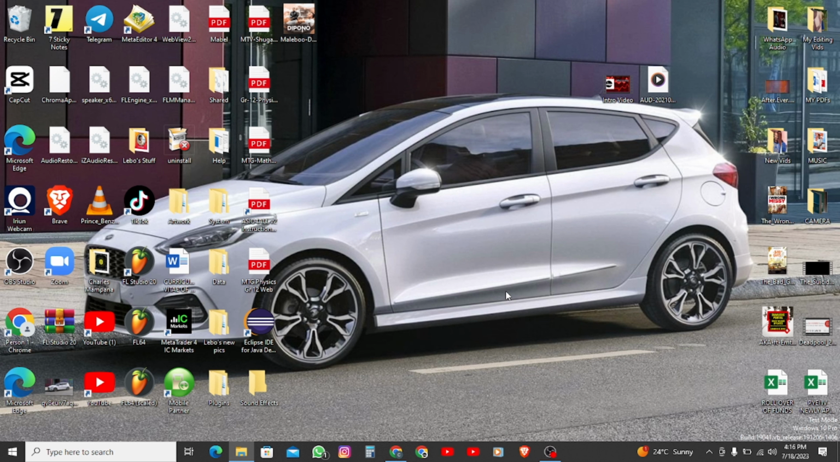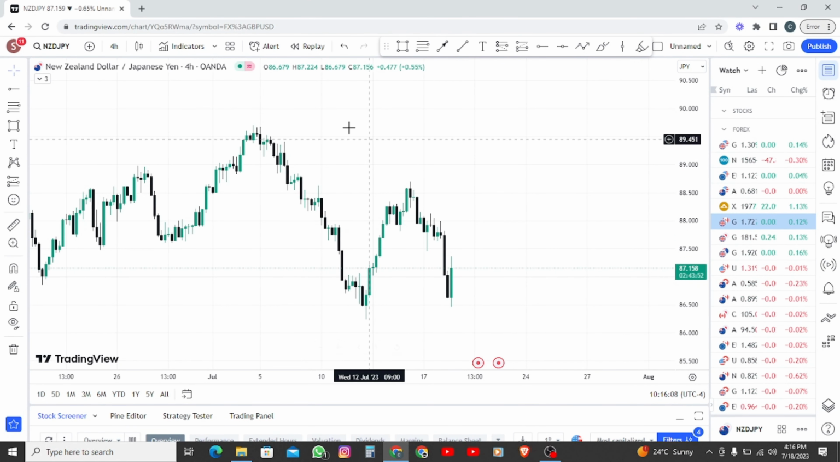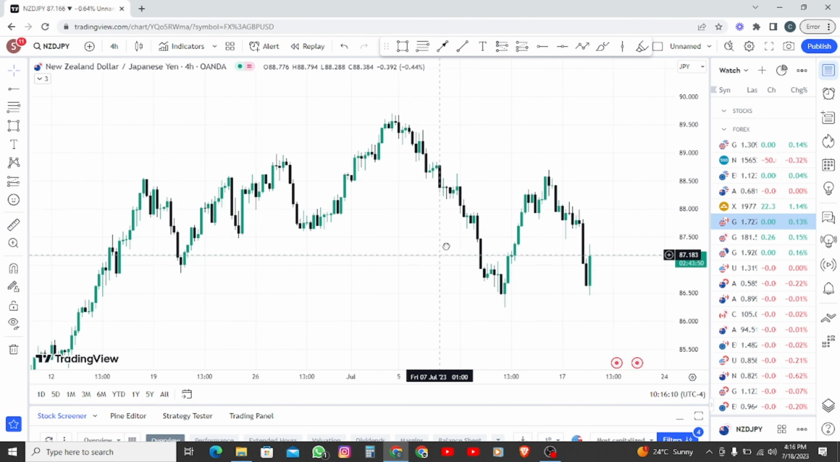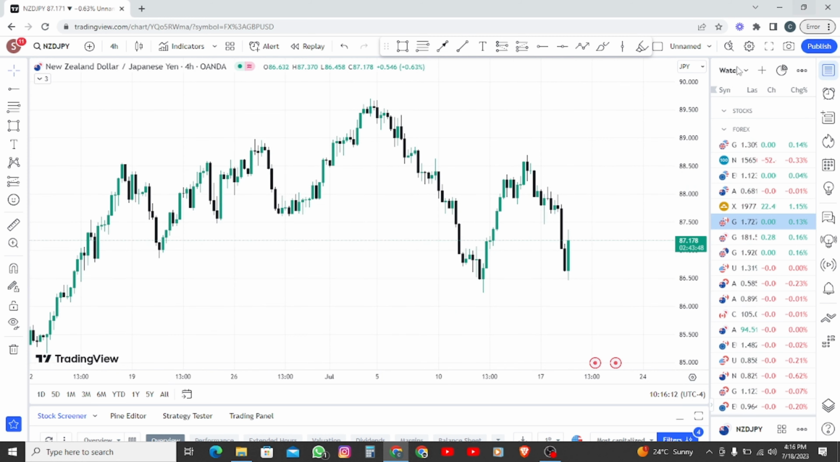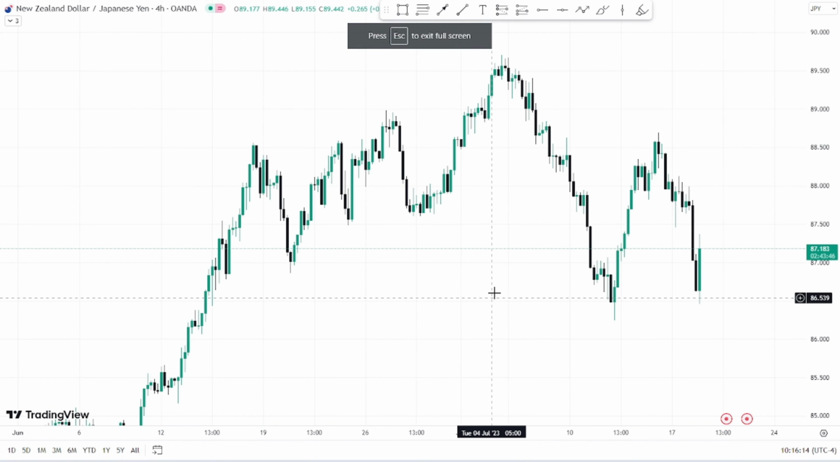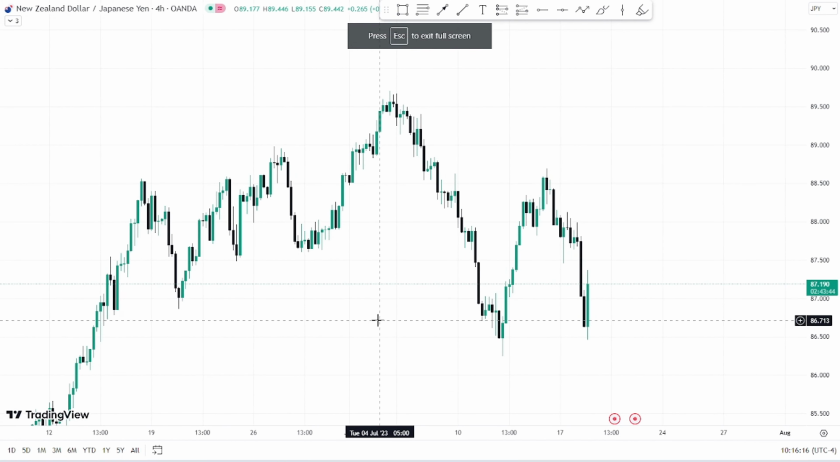Okay guys, now that we are on my laptop screen, let me show you the trade that I took on NZDJPY. So I was already on the NZDJPY chart. Let me quickly enlarge so we can see the full screen, and let me break it down to you. So firstly, I'm on my 4-hour chart.